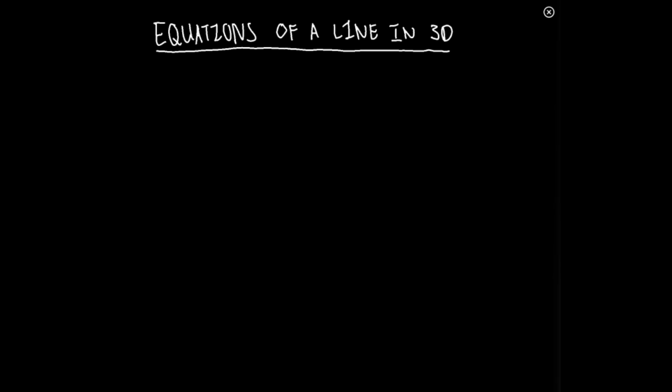Today we're going to go over the equations of a line in 3D. There are two different ways of expressing this, and we're going to go over both of them. The first is the vector equation, and the second is the set of parametric equations. But both of them rely on two basic components to be able to define a line in 3D.